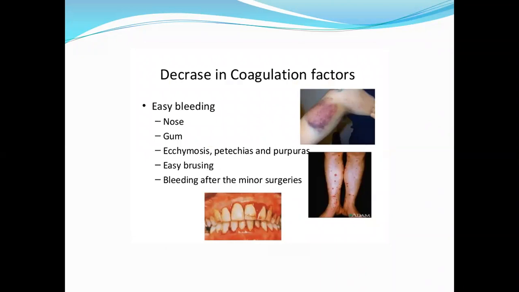This is purpura in the arm. There is a bleeding tendency in the gum due to decreased coagulation factors. There may be bleeding from the nose, from the gum, and ecchymosis on the skin due to bleeding tendency.